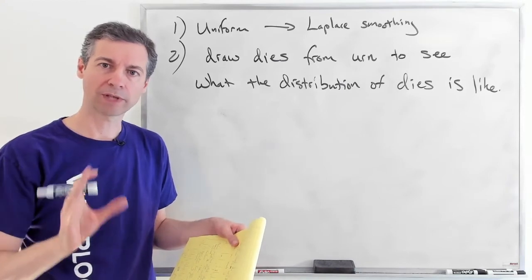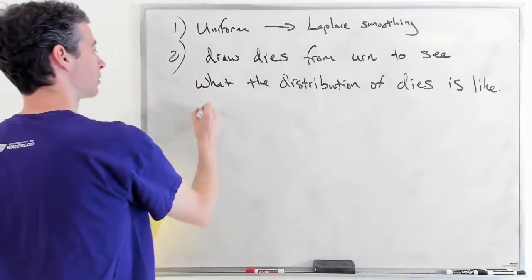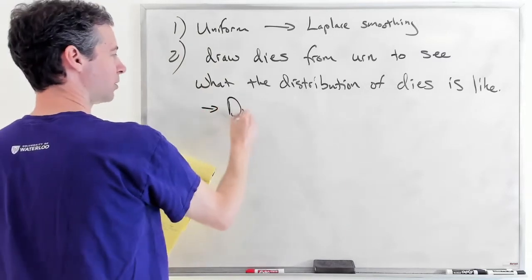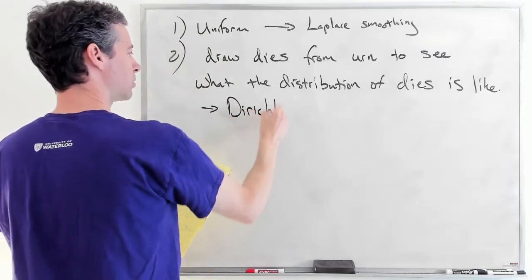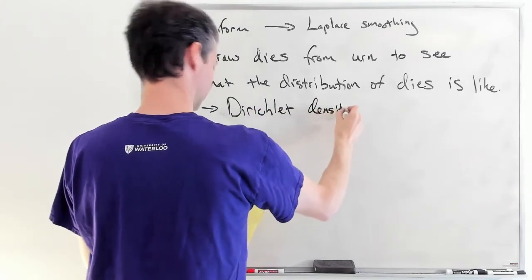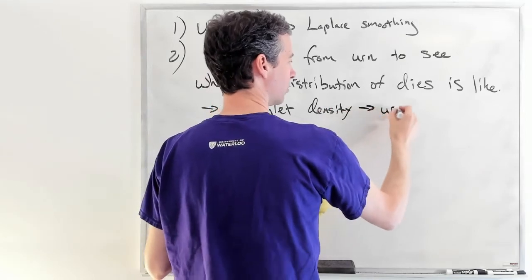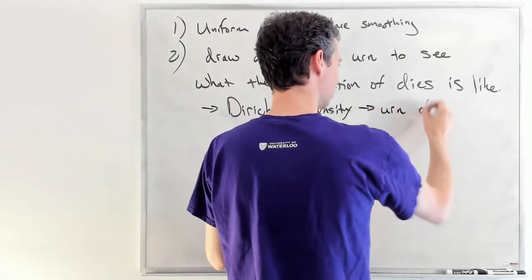for dice. Now, it turns out that there is a thing, of course it turns out, that a Dirichlet density is effectively what would be an urn of multinomial dice.